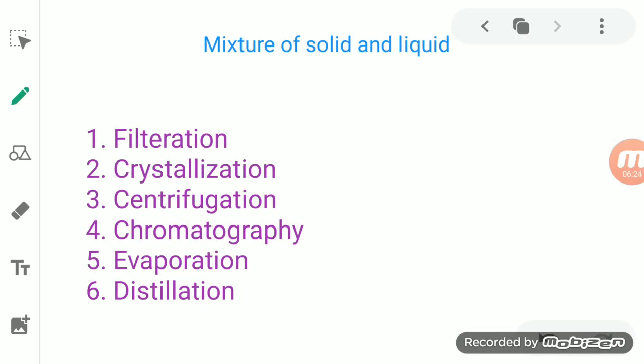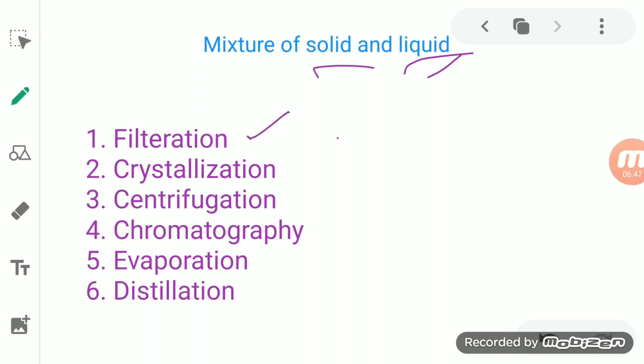Suppose a solid component is mixed with a liquid, or suppose a mixture is having both solid as well as liquid component. How can you separate the solid from the liquid? So what are the different methods by which we can separate them from each other?